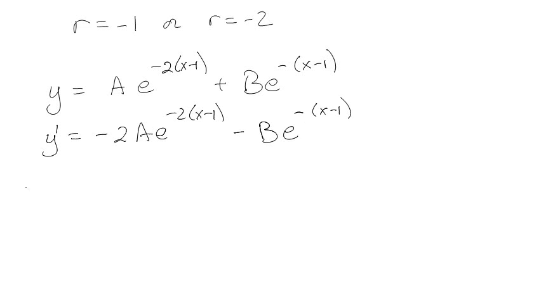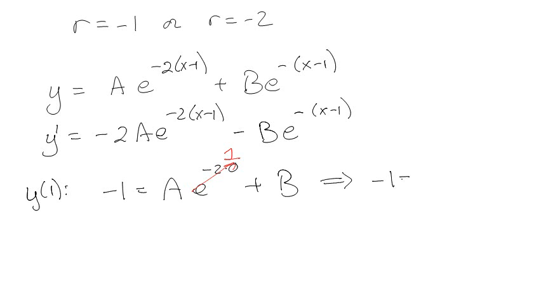Now whenever I apply my initial conditions, I have y at 1, which was negative 1. But now whenever I plug this in, I get a times e to the minus 2 times 0, which is just going to go to 1. And then b, e again to the minus 0. So what I end up with is negative 1 is equal to a plus b. Now you see how this looks a little bit better? I don't have those stupid e's in there.